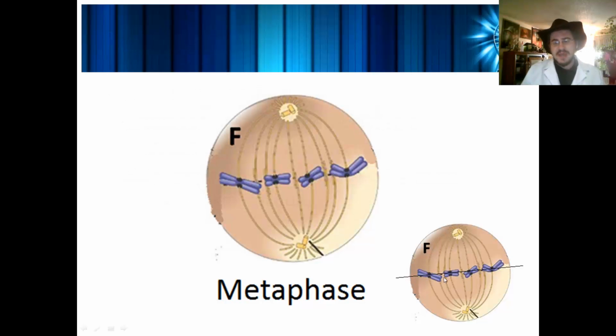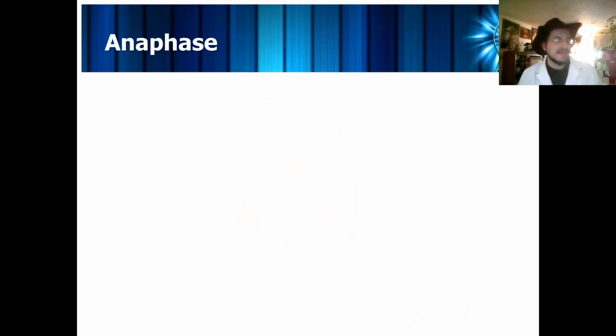So this line here represents the metaphase plate. Again, not a physical structure, just a term for the middle. And these are our chromosomes lined up along the middle of the metaphase plate. Asters on opposite sides with kinetochores fully attached to microtubules, just like this. And that's going to bring us to our next phase, anaphase.